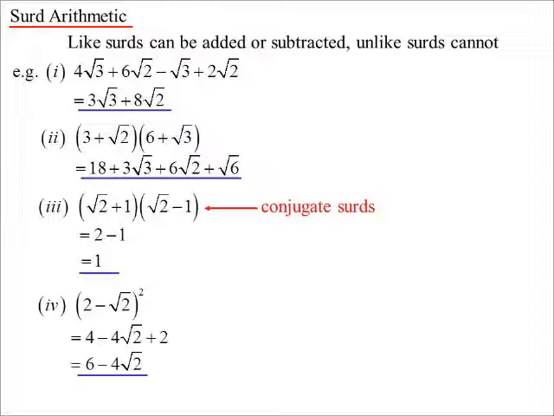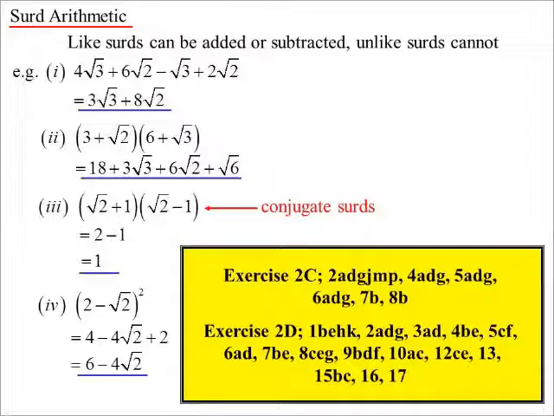Square. So first one squared minus twice the product. Second one squared. In this case, of course, the 4 and the 2 can tidy up. 6 minus 4 root 2. So anyway. So that's just we shall do that.